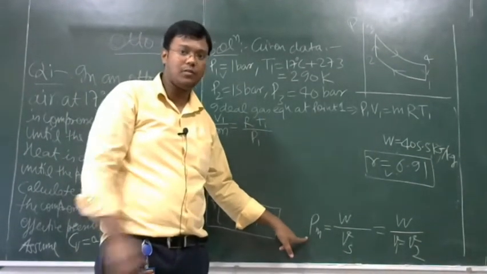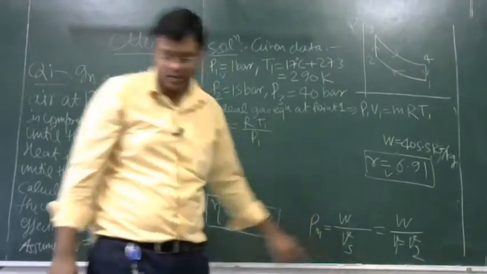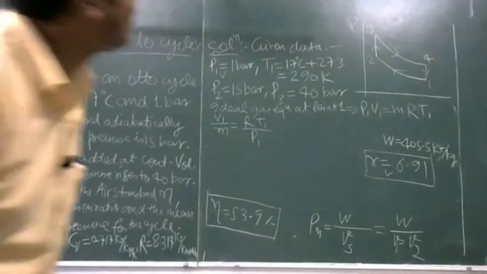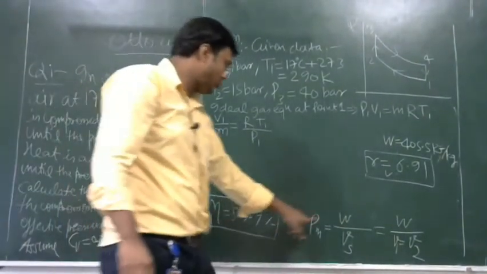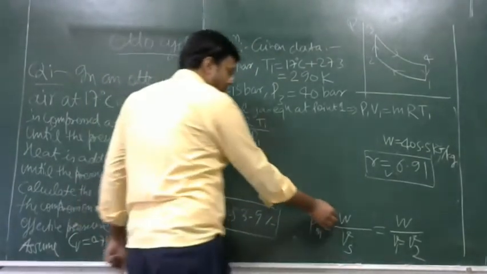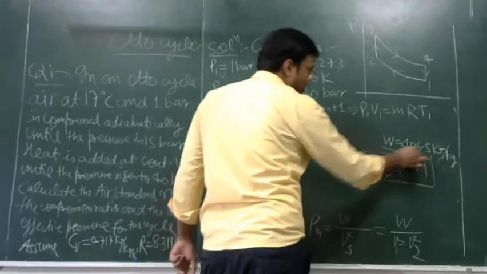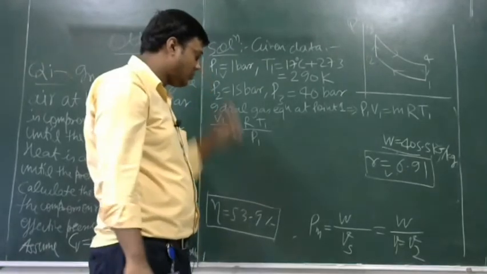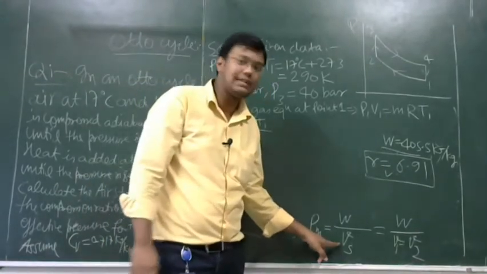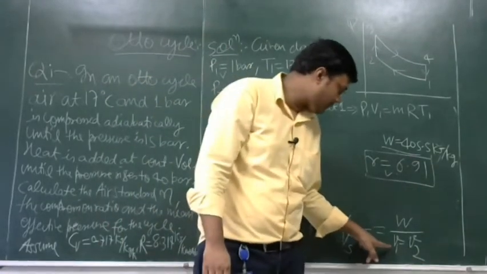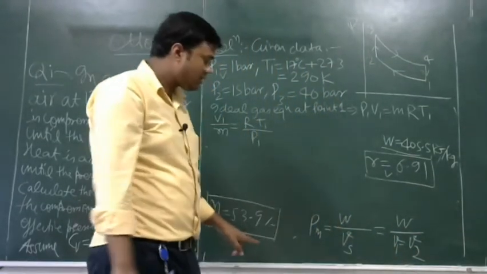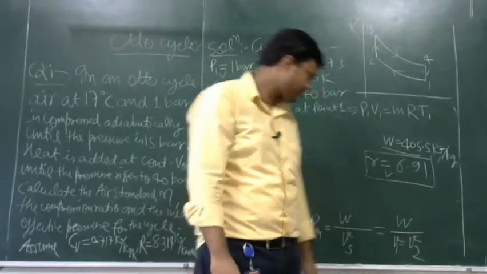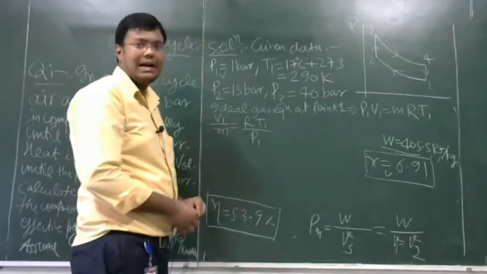For mean effective pressure, we use the formula: mean effective pressure equals work divided by Vs. We also found the value of work, which comes to 5.5 kJ per kg. Now we need to calculate Vs, that is from volume. So for Vs, we need to calculate V1 minus V2. First we calculate the value of V1, then we calculate the value of V2.